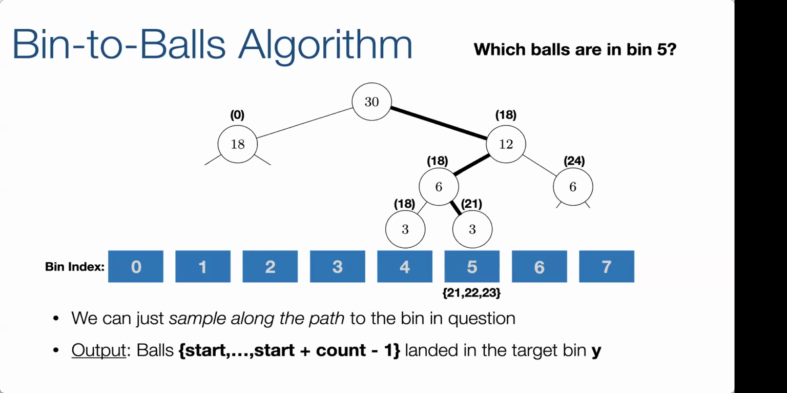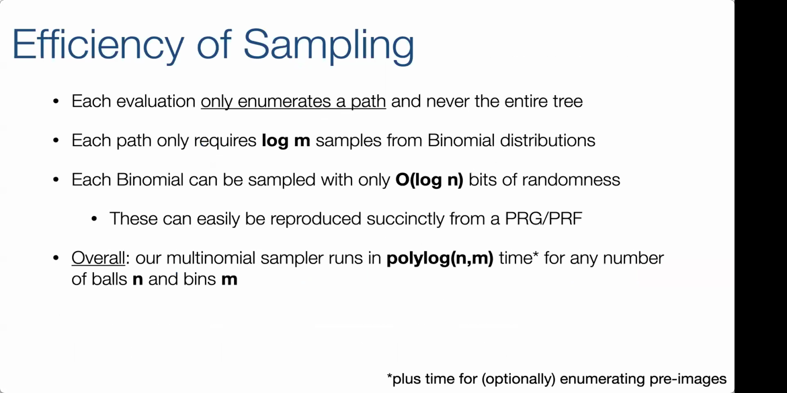Okay, so this is great. We have a multinomial algorithm. The reason it's efficient is that it only ever enumerates a single path, right? We're only going down one path. Each path is only log n binomial distributions. Each binomial can be sampled with only log n bits of randomness, it turns out. There's an algorithm for that. And we can easily reproduce these samples with a PRG or a PRF, because we only care about computational security here. And so overall, our multinomial sampler just runs in polylog in n and m time. And this works for any domain size in n and m, large or small.